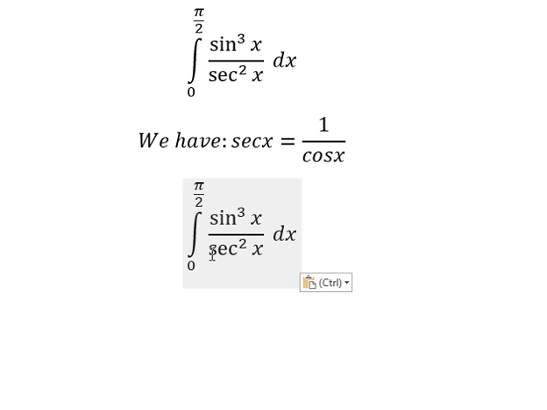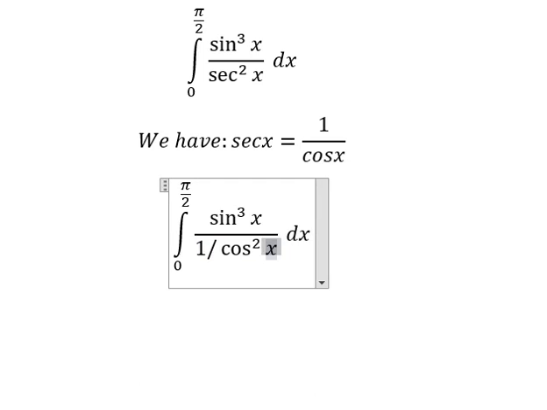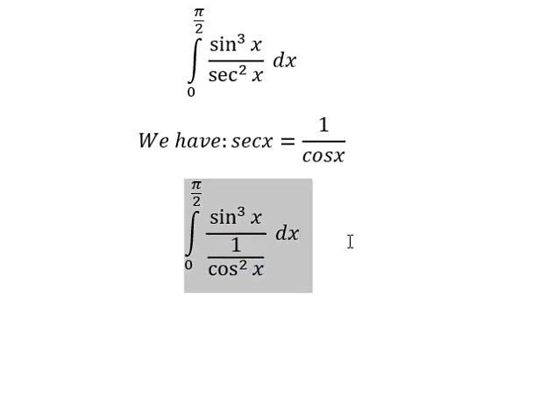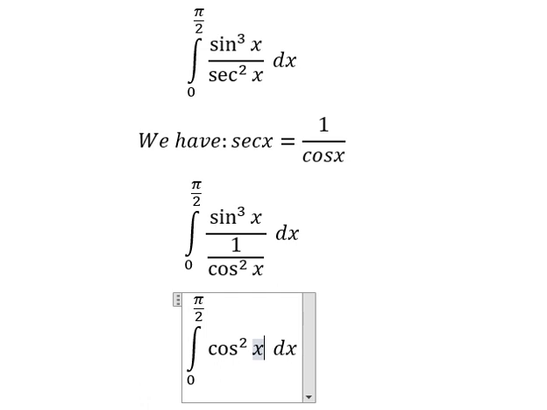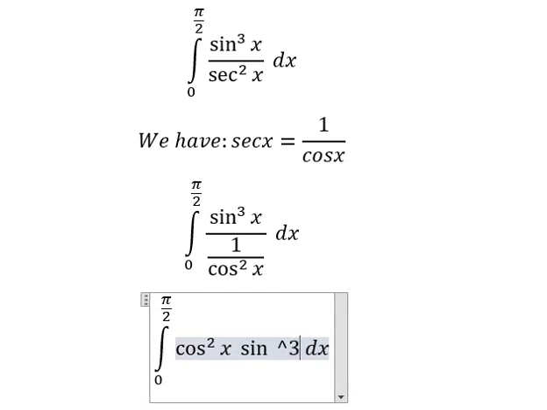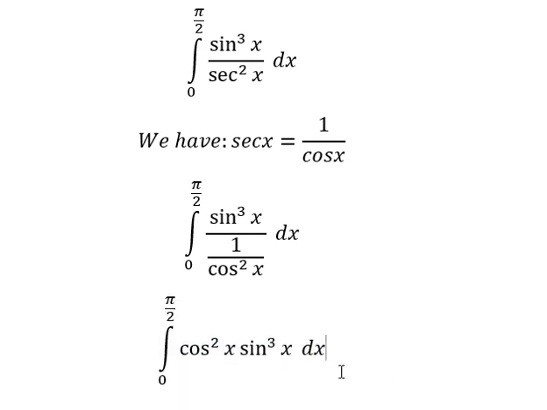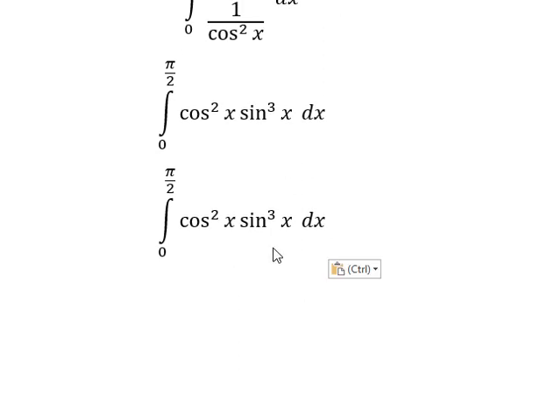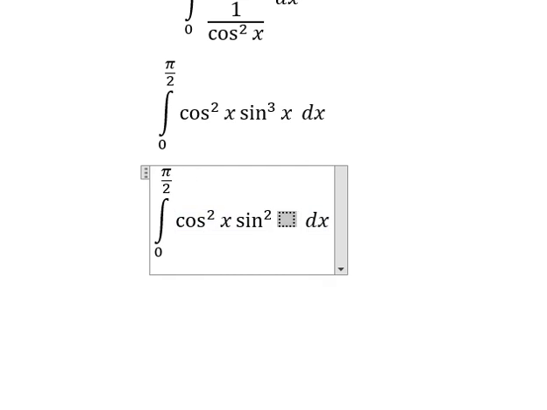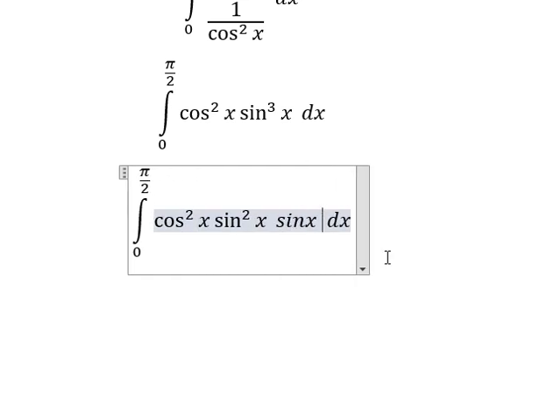So we need to transform this one into this one. And we have 1 over cosine s squared. So this one we have like this. Next, we know that sine s to the power of 3 we can put into sine s squared times sine s.